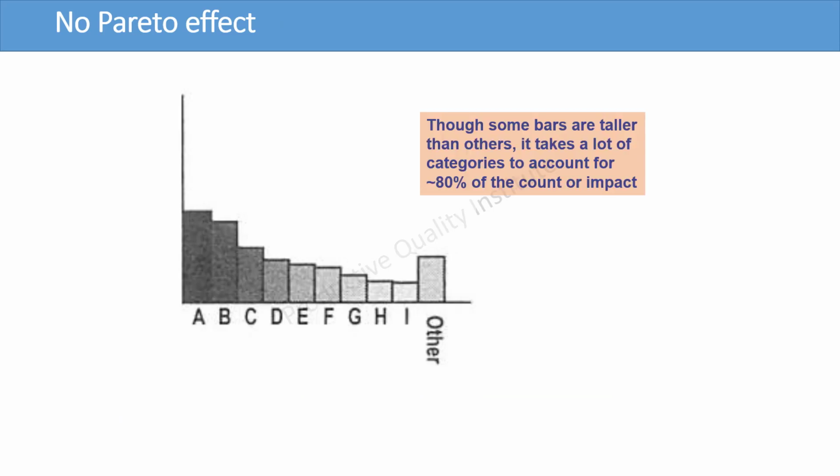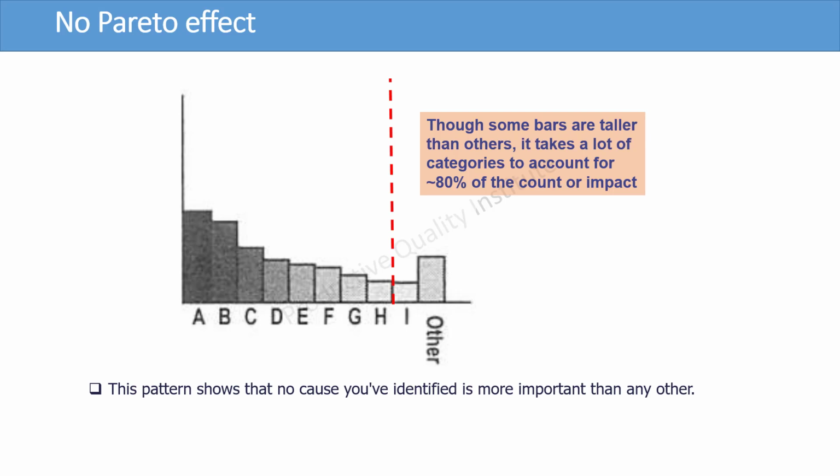In the shown Pareto chart, though some bars are taller than others, it takes a lot of categories to account for approximately 80% of the count or impact. This pattern shows that no cause you've identified is more important than any other.